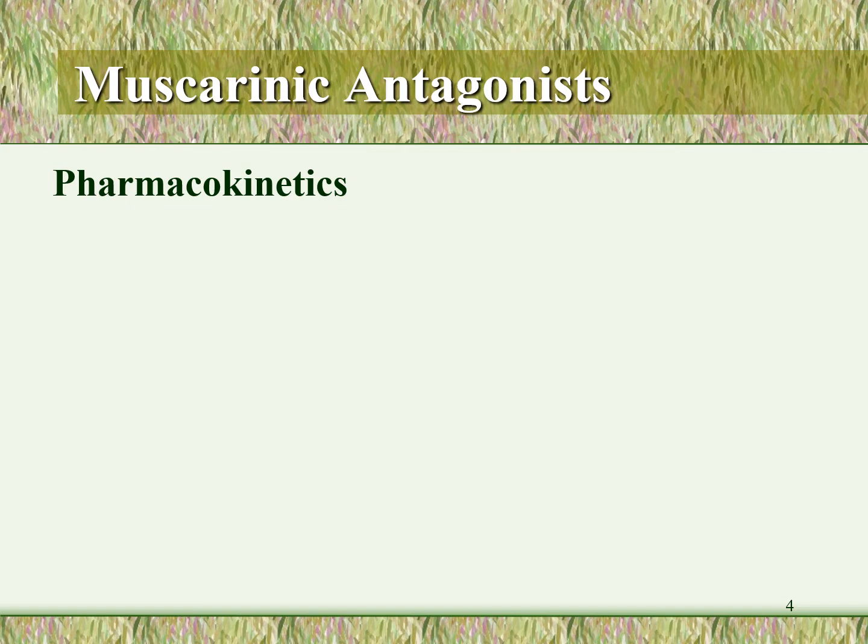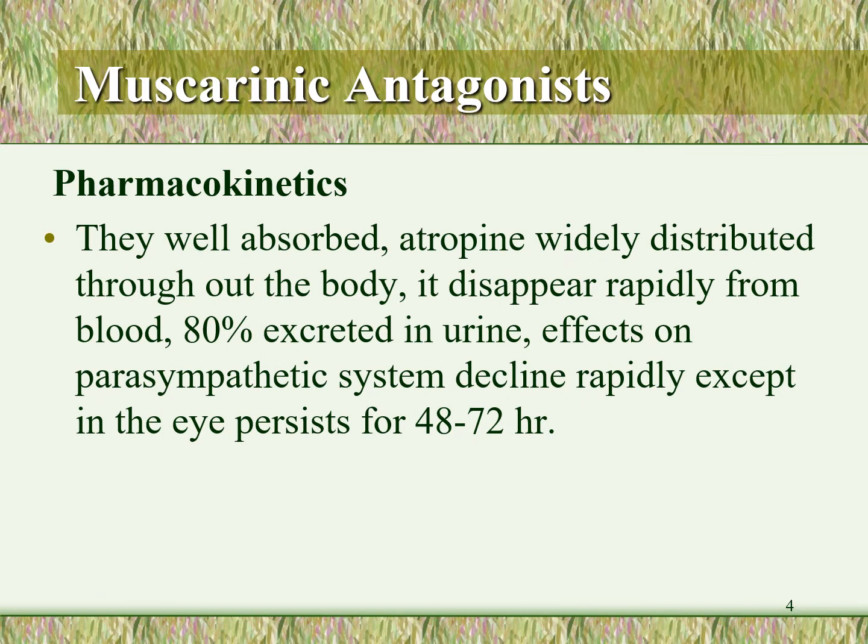If we talk about the pharmacokinetics of these antimuscarinic drugs, atropine-like drugs, they are well absorbed from the GIT. Atropine is widely distributed after absorption, throughout the body. It is rapidly eliminated, so it disappears rapidly from the blood, and 80% of the atropine is excreted in the urine. Its effect on the parasympathetic nervous system declines rapidly because it is eliminated rapidly, except the effect of atropine on the eye, which persists for about 48 to 72 hours, 2 to 3 days. This is because the eye has a poor blood supply, so it can persist for a longer time in the eye.